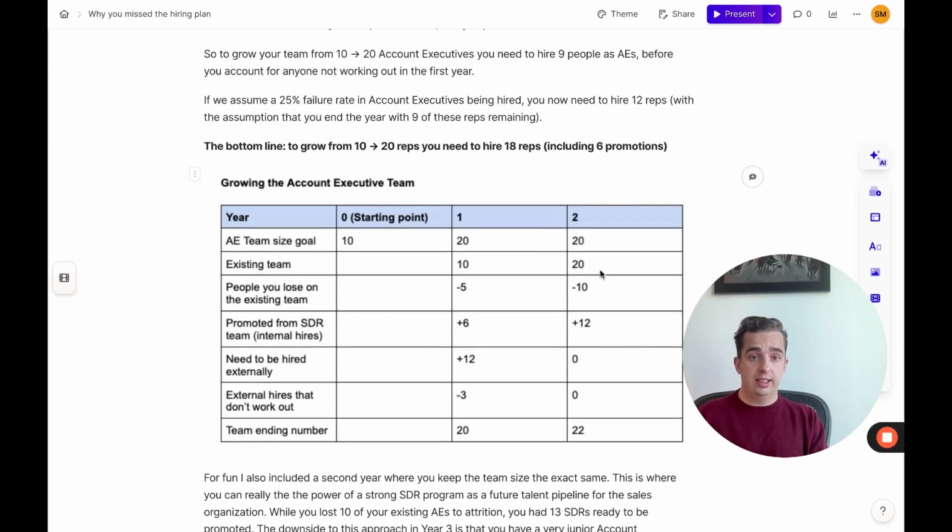on our existing team, but we lose 10 of them, right? We might even lose them to other departments. We lose some of them to poaching, some of them just don't work out, but we have this promotion from our internal team. So we actually end the year at 22, right? Our SDR team means that we can keep our account executive team stable, right?